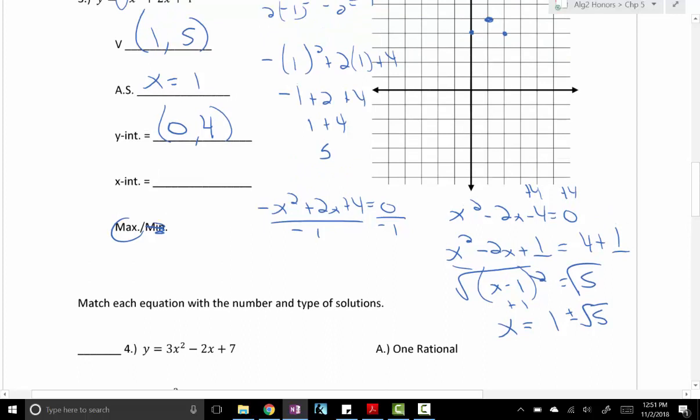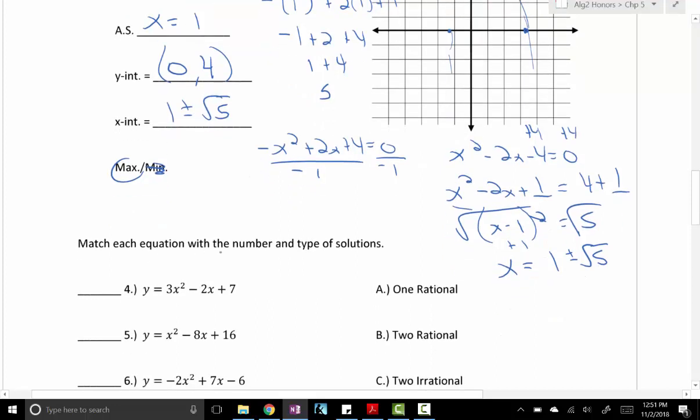Okay, so square root of 5 is a little more than 2. So we're going to add that, so a little more than 3, and also the negative side. So we're going to get that picture: 1 plus or minus square root of 5. So that really got into a lot of stuff.